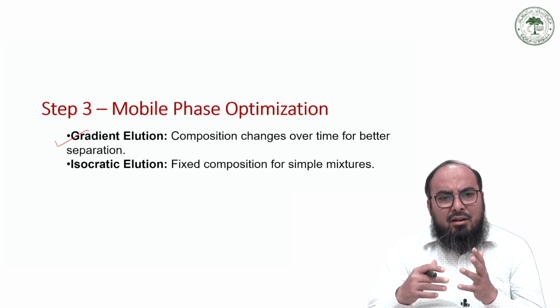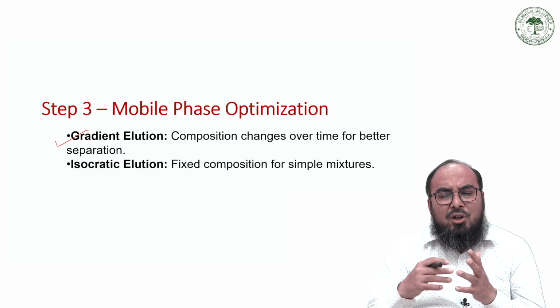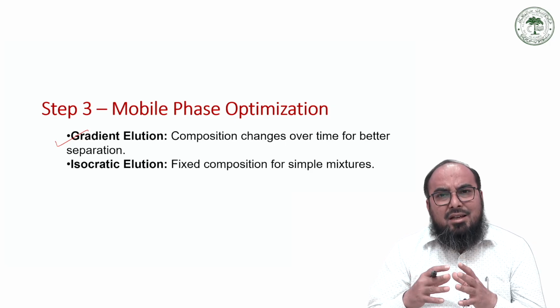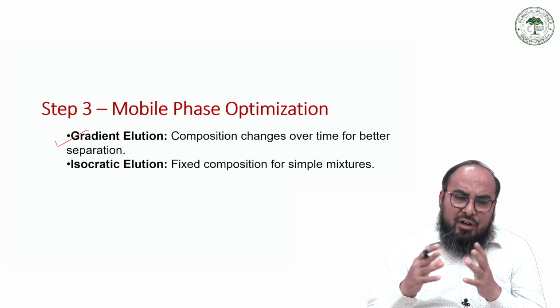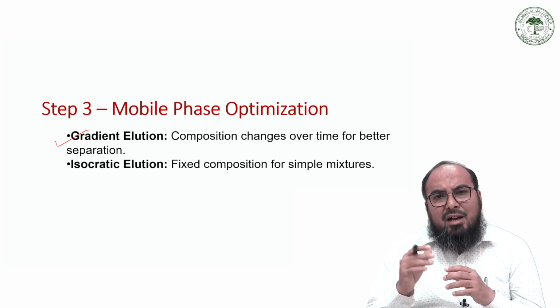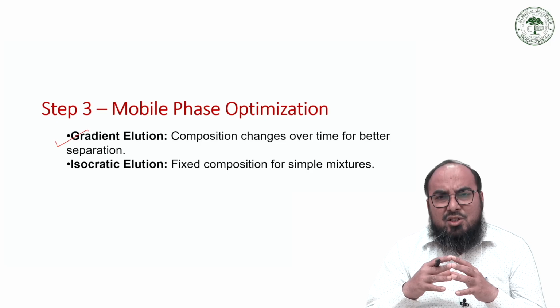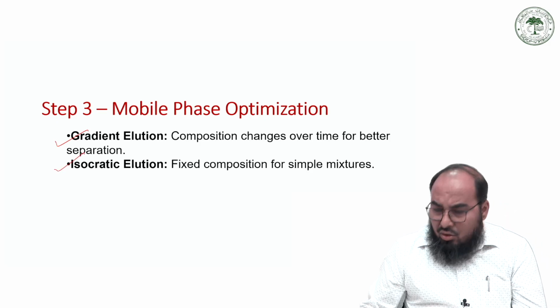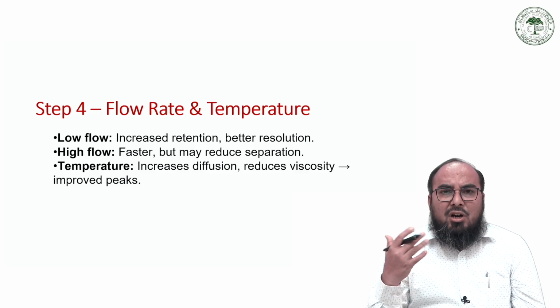Here in gradient elution, you keep on changing the polarity so that you can have a faster and better elution of different components, while in isocratic elution, you always have a single mobile phase or a fixed composition of your mobile phase. Okay. Now flow rate, we have already discussed a lot about the flow rate.